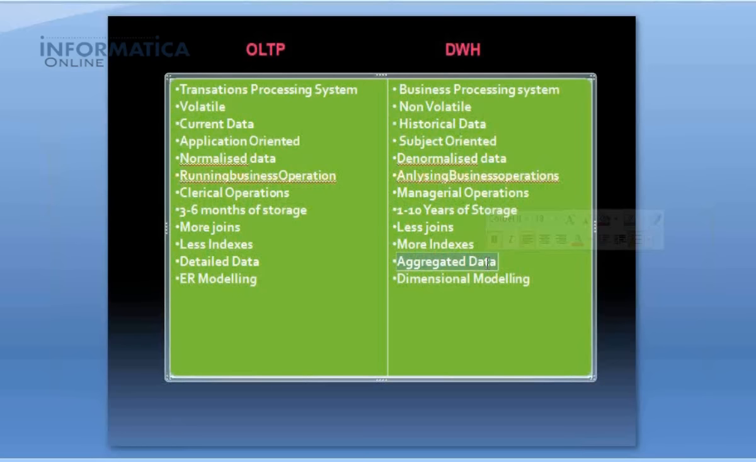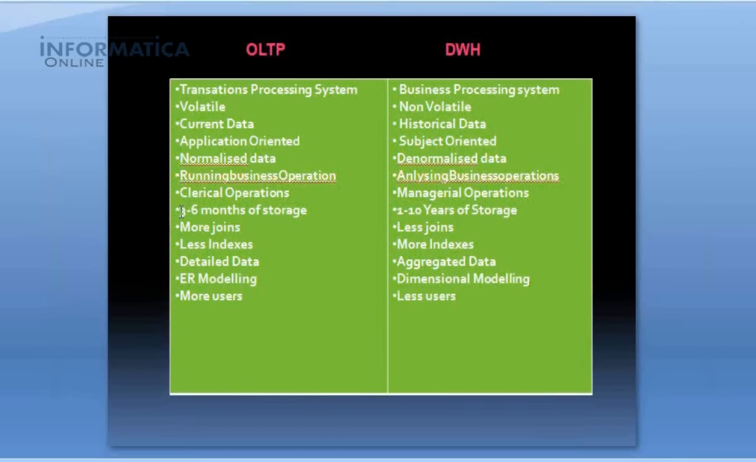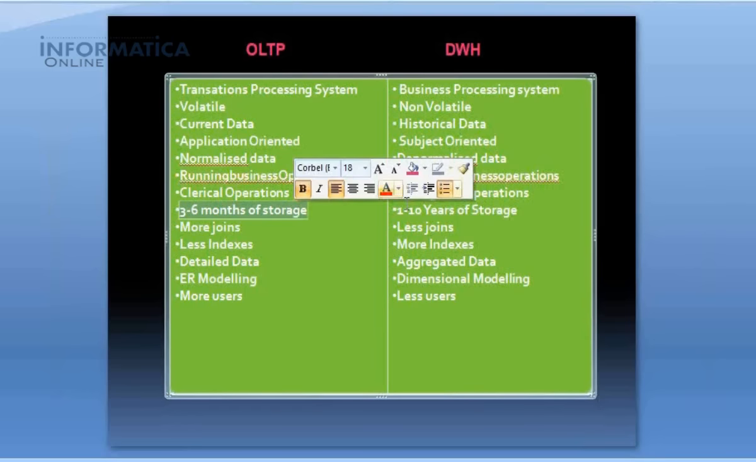In the OLTP system, a large number of users will be present, and when it comes to the data warehouse, fewer users are present. Here it stores up to 3 to 6 months of data, and here there will be about 1 to 10 years of storage in the database.